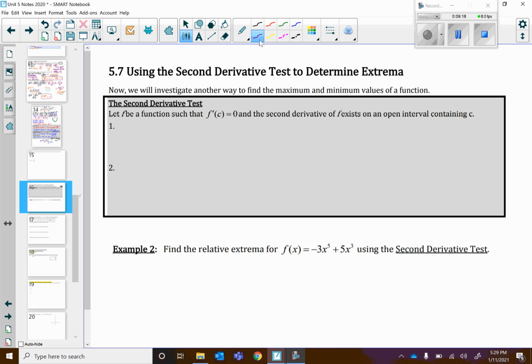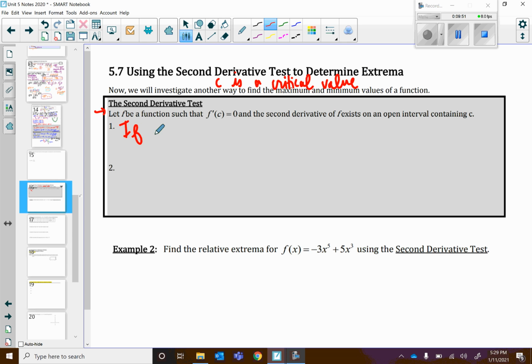Sorry, I have to back up. I'm so sorry. I don't know why I didn't read this to you, because this is really important. Let f be a function such that f prime of c is equal to 0. That means c is a critical value. And the second derivative of the function exists. Okay, so c is a critical value. The derivative at c is 0.